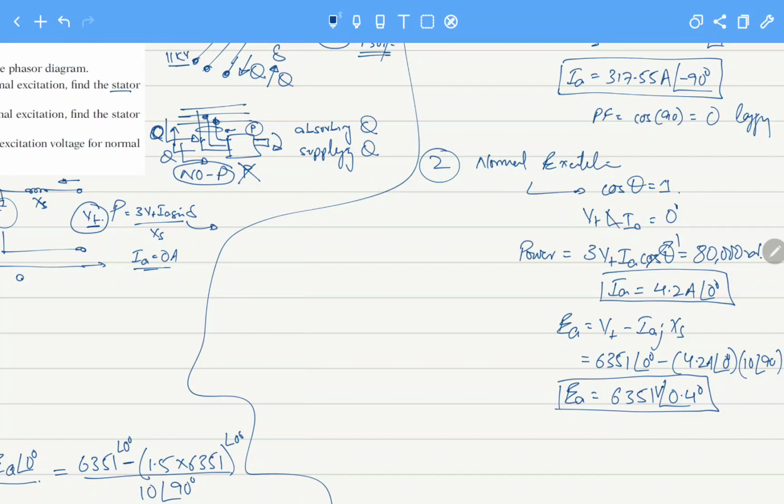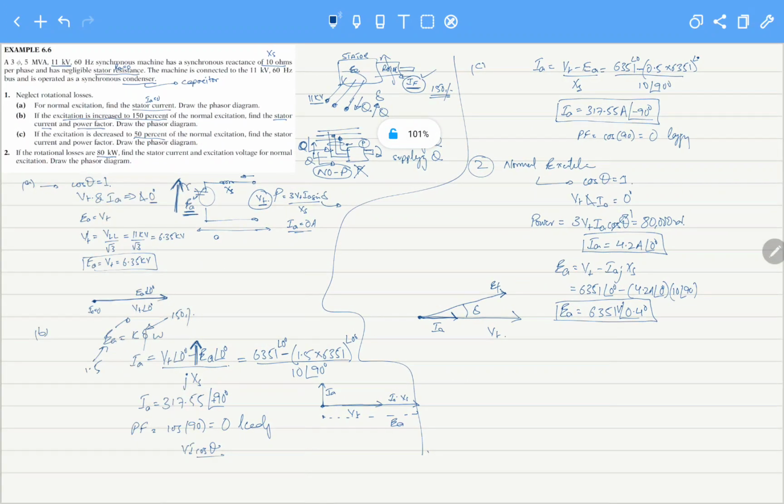To draw the phasor, this is Vt and there is a current of 4.2 amperes here. The current is also in phase with Vt, and there is a value of Ef, and there is a power angle that is 0.4 degrees. So this is how we can solve this question. I hope it helps. Thank you.